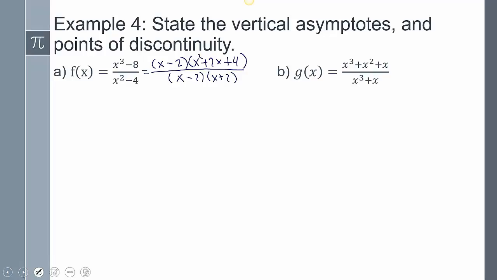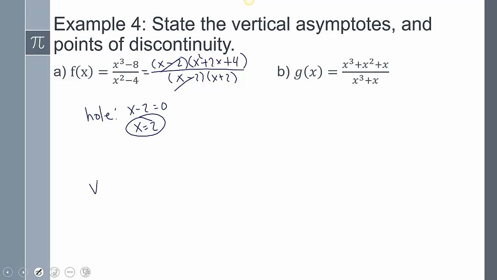And so now these x minus 2's cancel out, and so that means I have a hole at whatever the 0 is. So technically I should take the x minus 2, set it equal to 0, and so I get x equals 2. So I have a hole at x equals 2. Wherever that is going to be on my graph, that's where I have my hole.